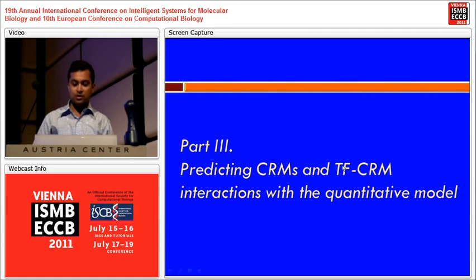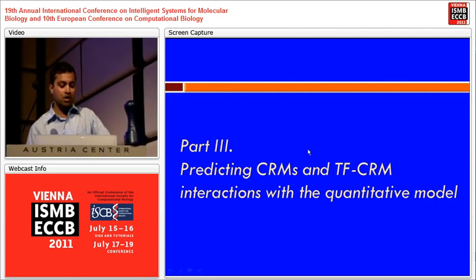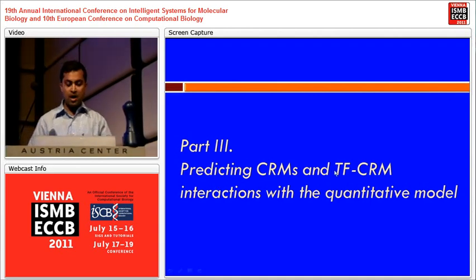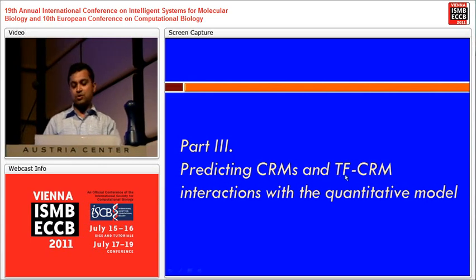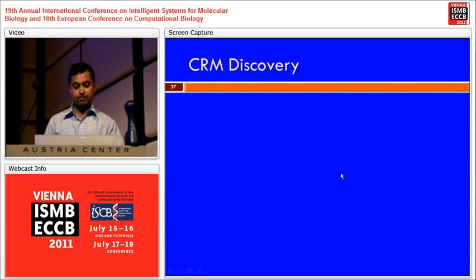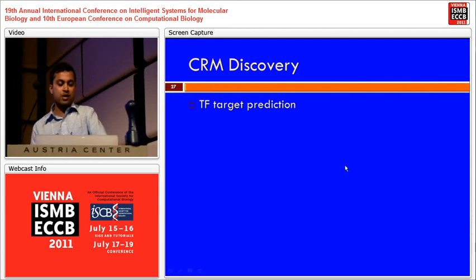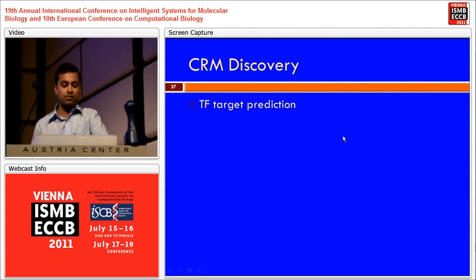But once we have this model trained, we can do fun things with it, which biologists care about a lot. And in particular, I'll show you how to use it for predicting novel CRMs and predicting interactions between transcription factors and CRMs.